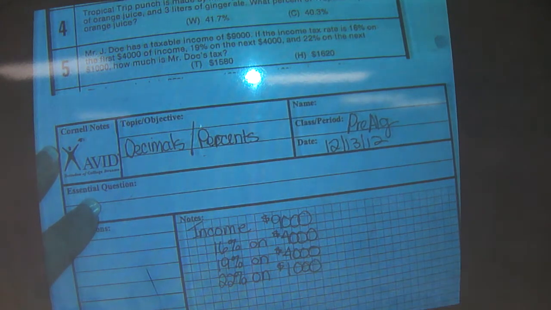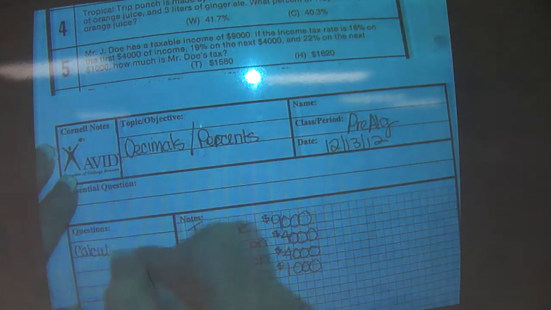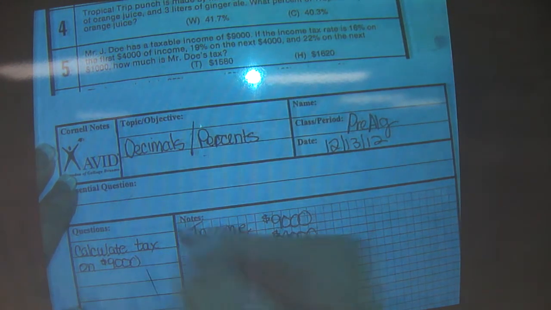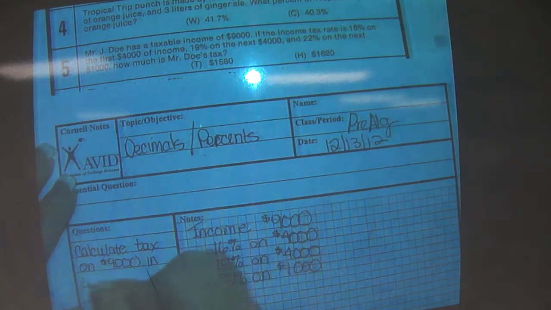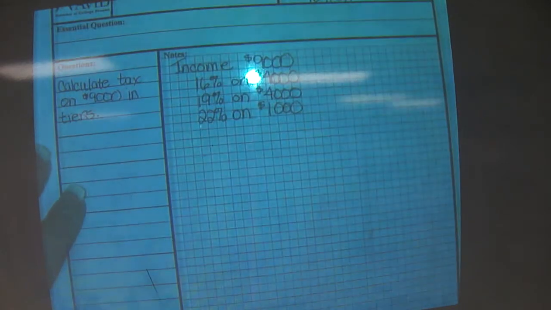Stinks, doesn't it? So we need to calculate tax on $9,000, and they call that tiers. T-I-E-R-S. And that's what we're going to do. We're going to calculate tax on $9,000 in tiers. Not tears crying, but tiers, levels, like stairs. Okay? I'm going to move it up now so you can see it, okay?